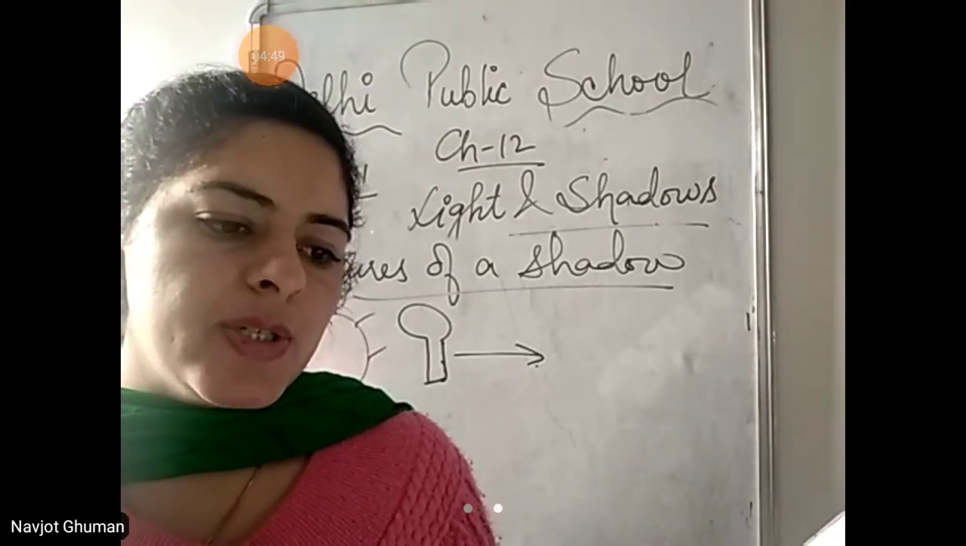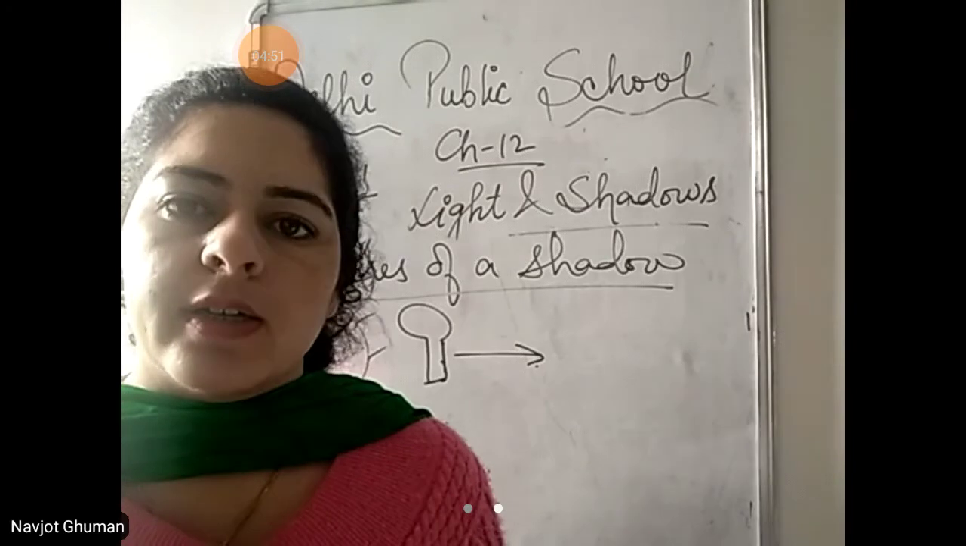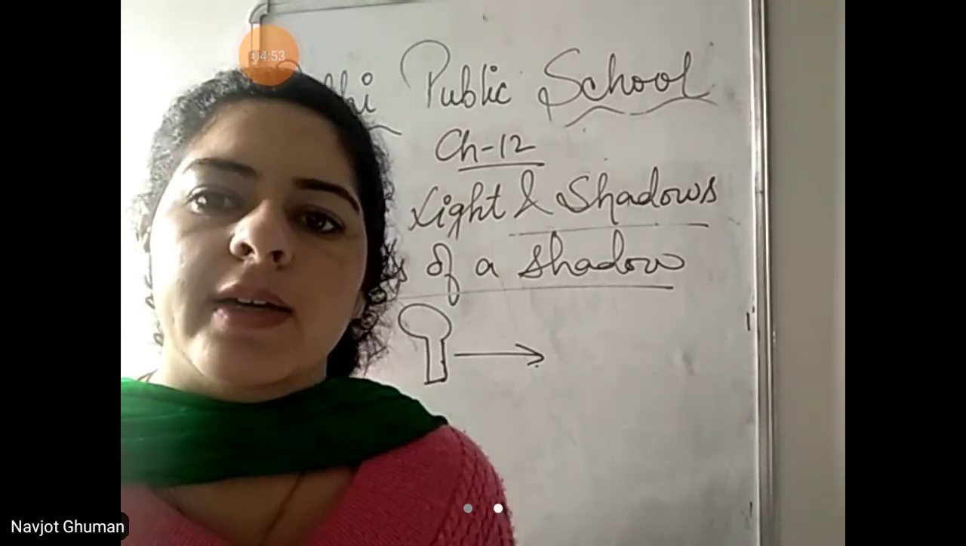Second, a shadow is black even when the object is of any color. A shadow is always of black color.